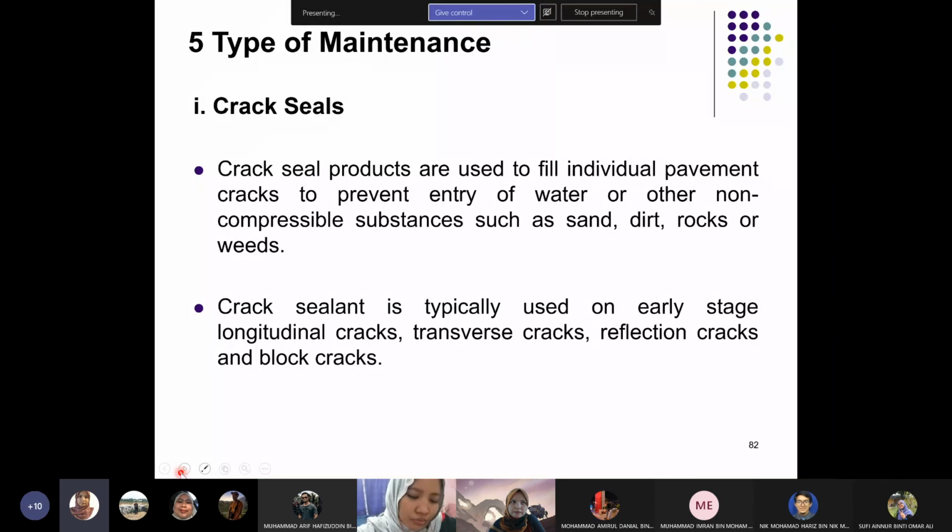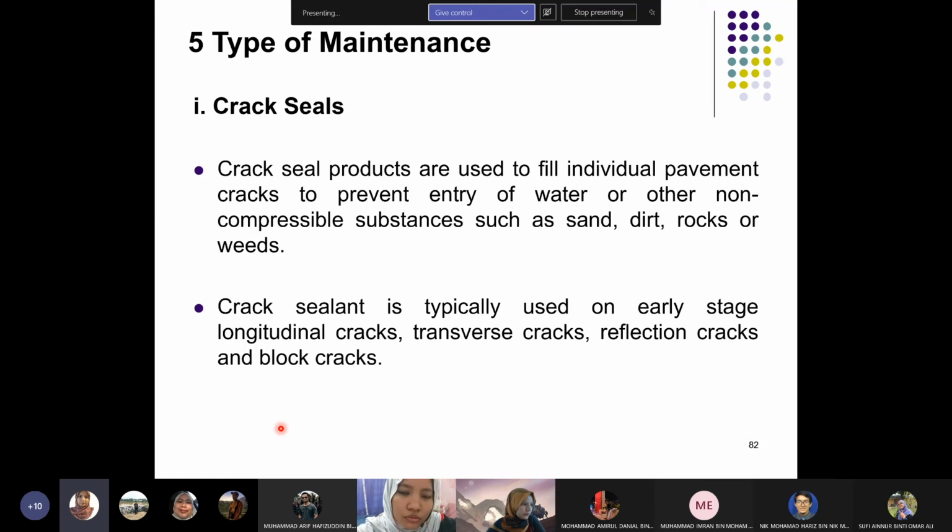Okay, macam tadi kita tahu, kalau ada crack, you nak buat apa? Saya disebut tadi, you boleh letak slurry seal. These are the example, right? It's a product to fill the individual pavement crack to prevent entry of water or other non-compressible substances. Crack sealant is typically used on early stage longitudinal crack, transverse crack, refraction cracks, and block cracks.